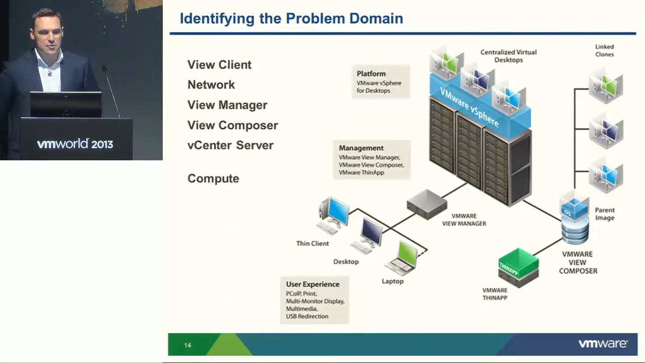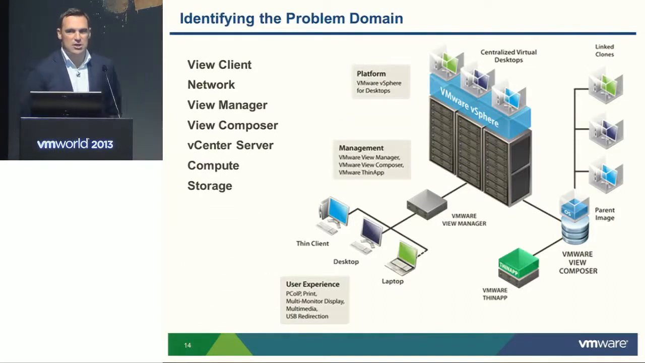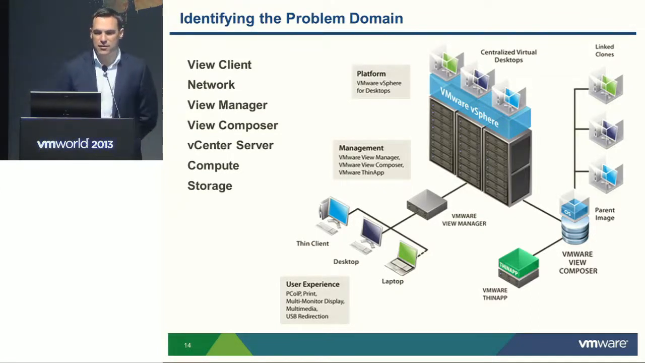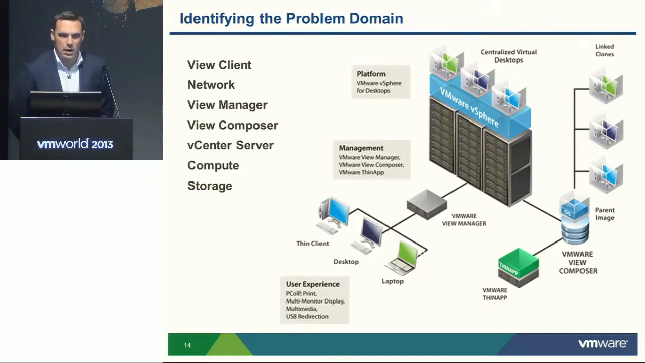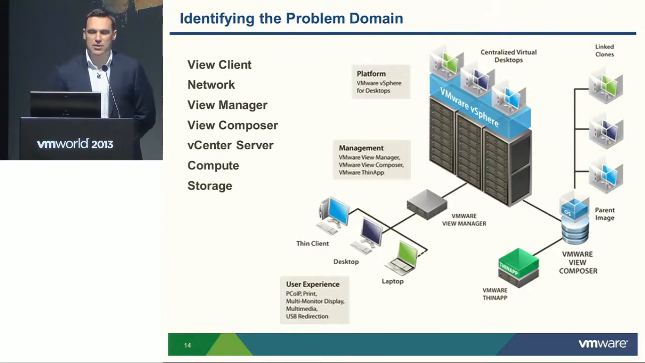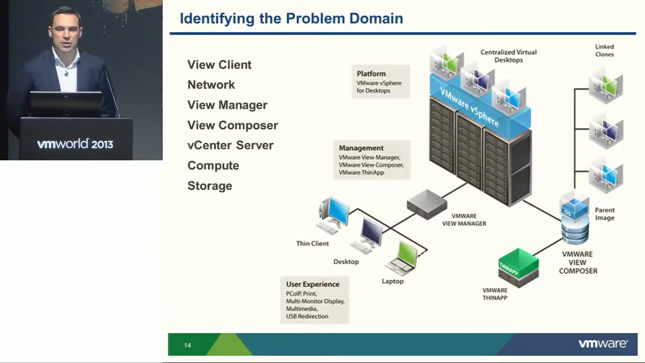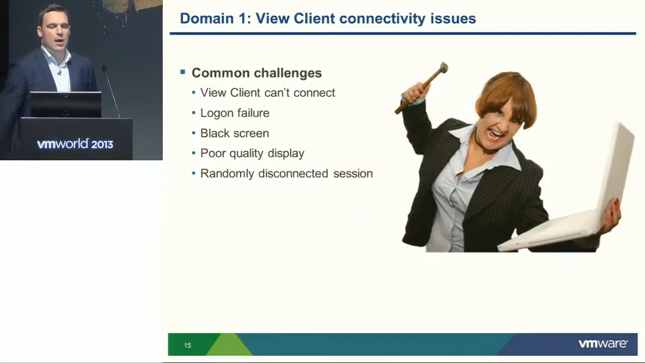So just as a level set, let's make sure that everyone is familiar with the general high-level overview architecture of View and the different components. We like to break View down into these different areas: the View client, the network, the View connection server or manager, View Composer, which is doing a lot of our provisioning, obviously the vCenter server, ESX hosts, and then your storage. These are the individual components that we will look at to see where the problems lie. So we break them down into these problem domains.